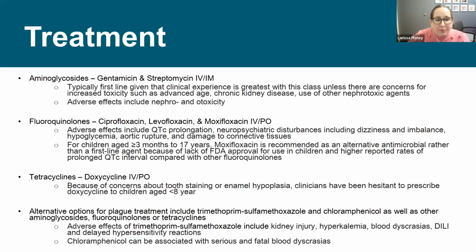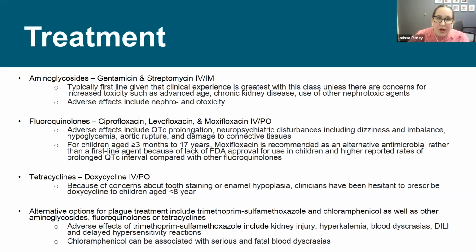And then alternative options for the treatment of plague that fall down into the alternative agents criteria include trimethoprim-sulfamethoxazole, or Bactrim, chloramphenicol, and then other agents in the same classes of antibiotics as the ones I just discussed. So for aminoglycosides, this is agents like tobramycin, amikacin, and plazomicin. For fluoroquinolones, this includes gemifloxacin and ofloxacin. And tetracyclines, I've already discussed what those alternatives are.